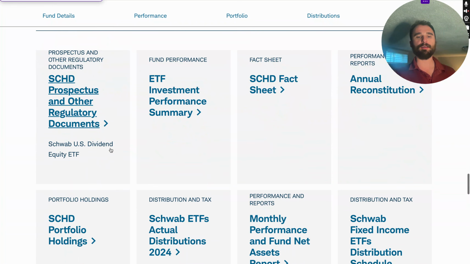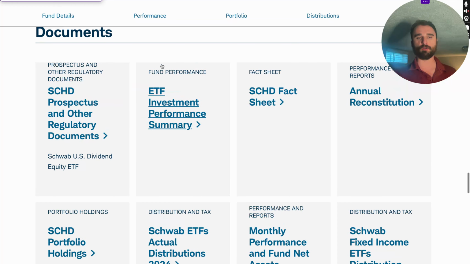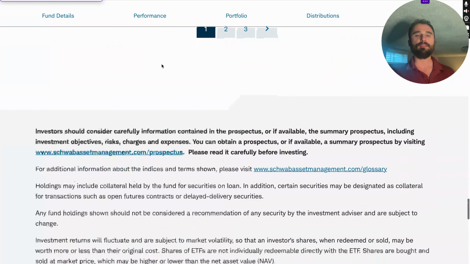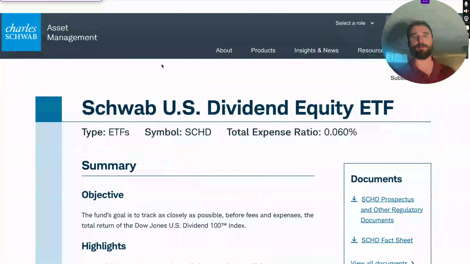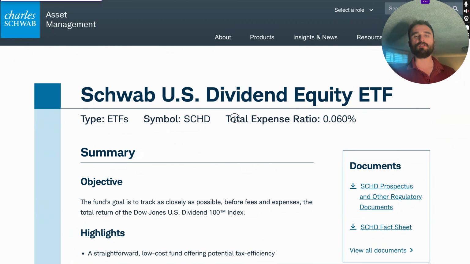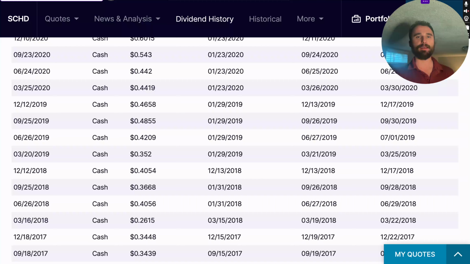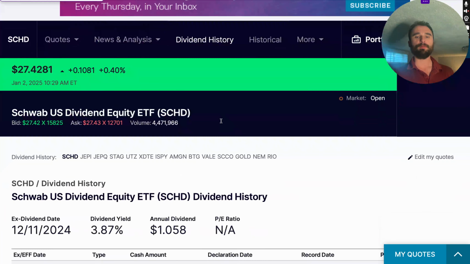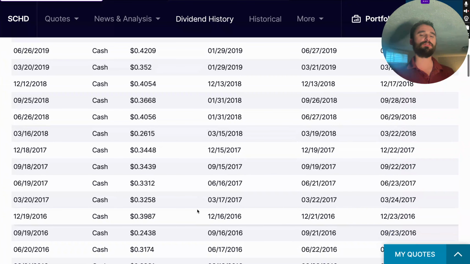You can look at the prospectus and other regulatory documents on the website. So it has a lot of details. But the one thing I love about this is the diversification, also the low fees, and not a bad dividend yield. Not a bad dividend yield of 3.87%. And as we've seen over the last several years, the dividends have gone up in value.